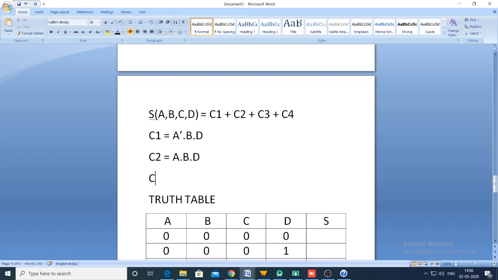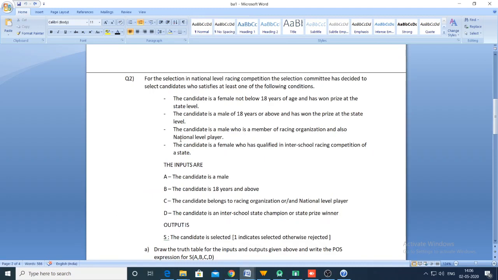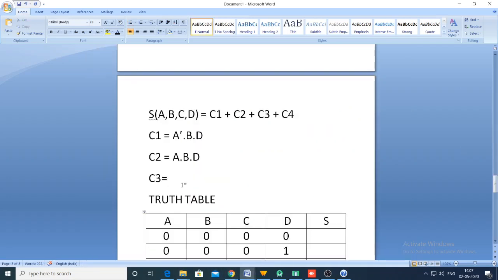And condition number 3: the candidate is a male who is a member of a racing organization and also a national level player. So completely the member of racing organization and national level player is C. The candidate is a male, that is A. So it is based on A and C. So the third condition is A dot C.